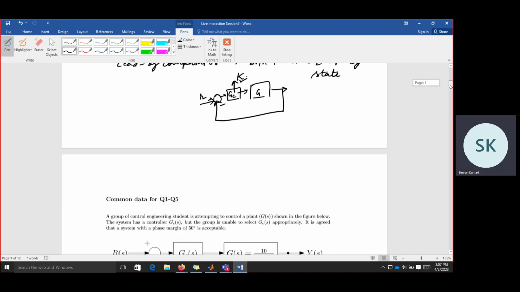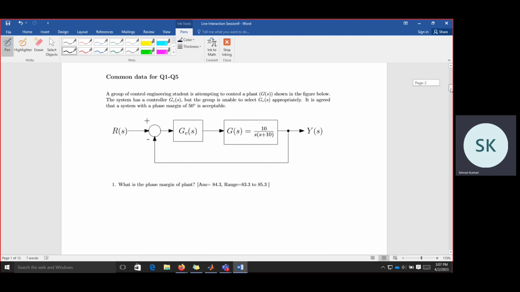Now, in the frequency response, we can again do the same thing. We can design the compensator, but the procedure is a little different. So we'll see how to do that. The main thing is that it is considered that the closed loop system has dominant poles and is of second order.